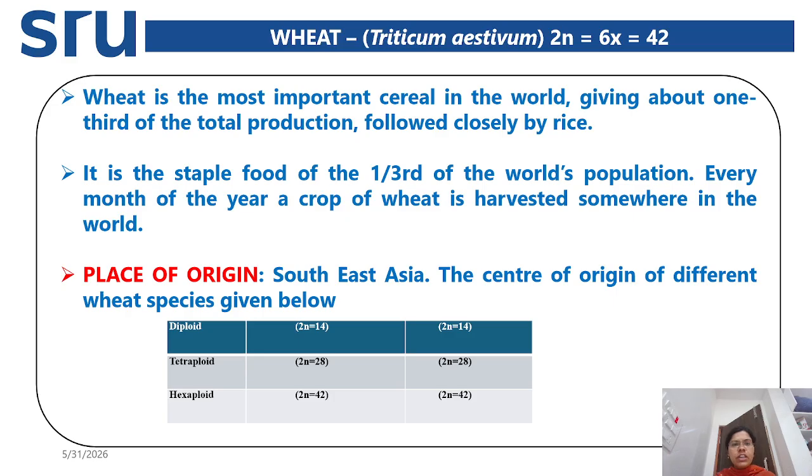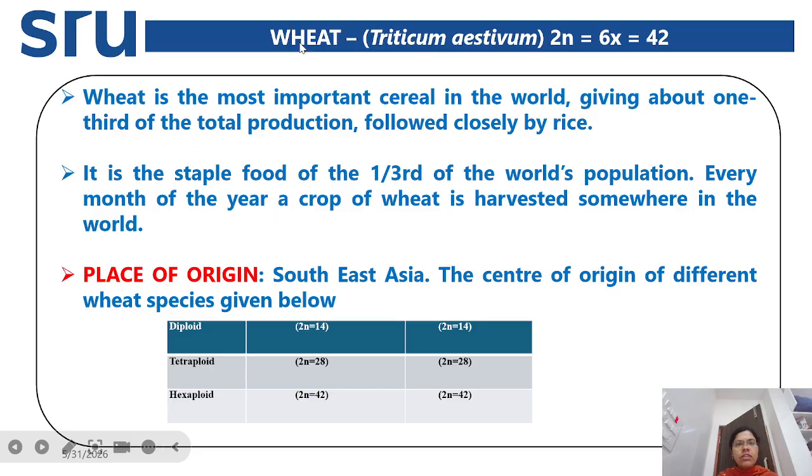Next is place of origin. The place of origin of wheat is Southwest Asia. The centers of origin for different wheat species are given below. So here we have three different types of species in wheat: diploid species, tetraploid species, and hexaploid species. For diploid species, the chromosome number is 2n = 14, for tetraploids it is 2n = 28, and for hexaploid it is 42.